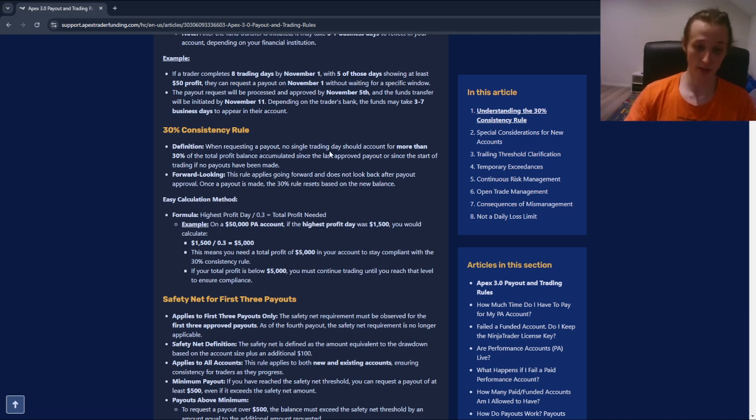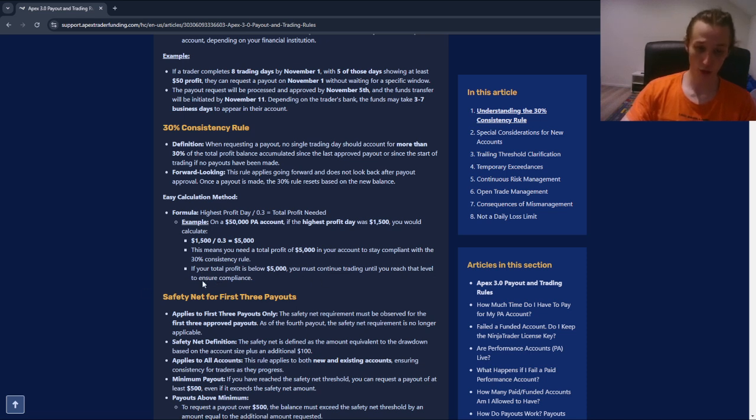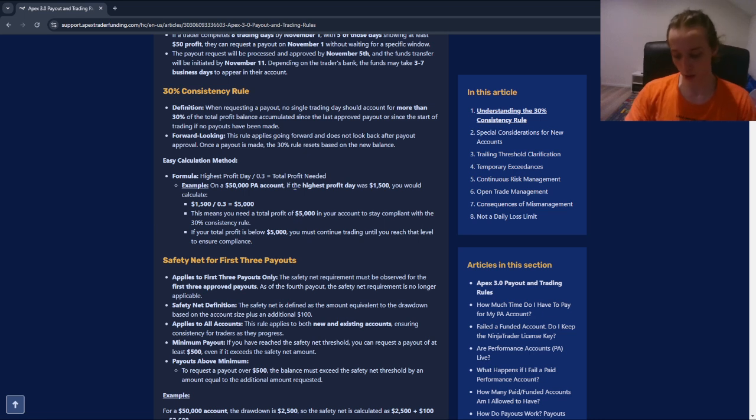If you make more than that, such as in this example, you make $1,500, you will need to build your account up to $5,000 in order to be able to take a payout. If your total profit is below $5,000, you must continue trading until you reach that level to ensure compliance. Now, this rule is not made for you guys to limit your profit potential, but is made to keep you consistent. So consistency in trading is key.